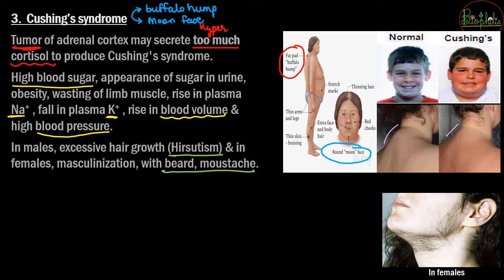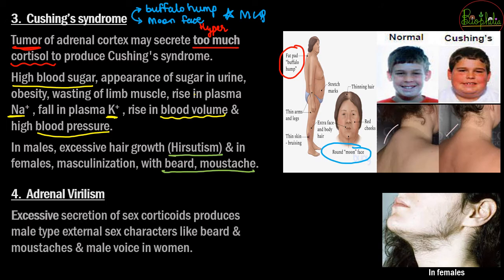Moon phase is there because water is retained, everything is edematous, and the face is going to look very swollen. The face is swollen, it starts looking like a moon, it starts looking round. These two symptoms, buffalo hump and moon face, are going to be very important. These are asked as MCQs, and once you see these terms you can directly understand that it is speaking about Cushing syndrome. Then the fourth disease we see is going to be adrenal virilism.